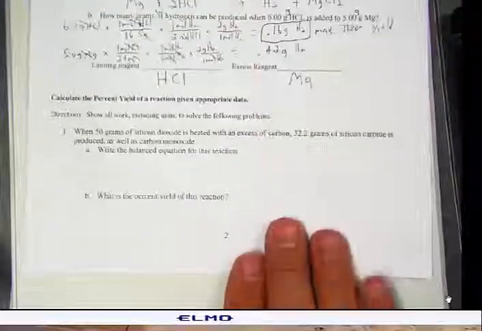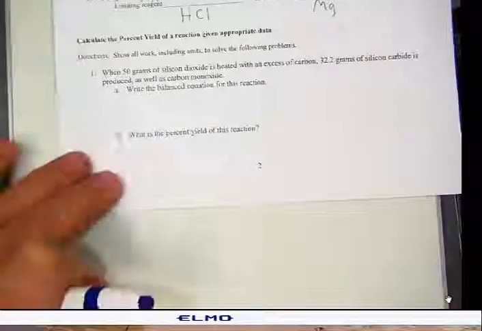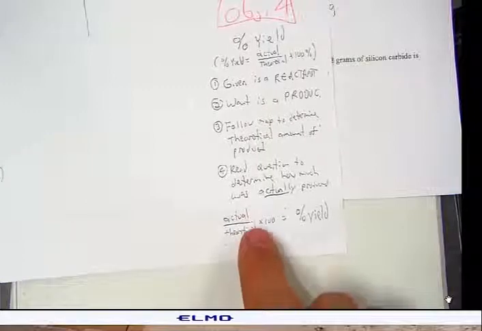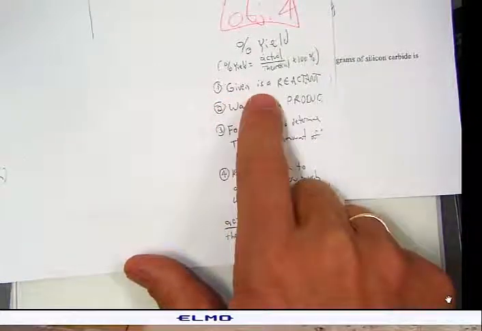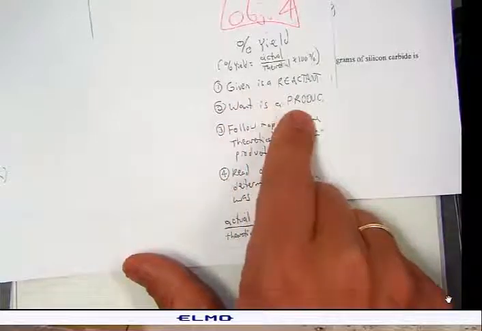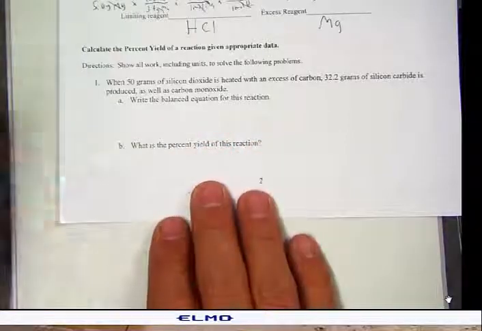Last one is a percent yield. Percent yield is also stoichiometry, but it's going to be found on this side. And so we're going to use this information. We know that the given is a reactant and the want is a product. Okay, so let's backtrack. First, we need a balanced equation.